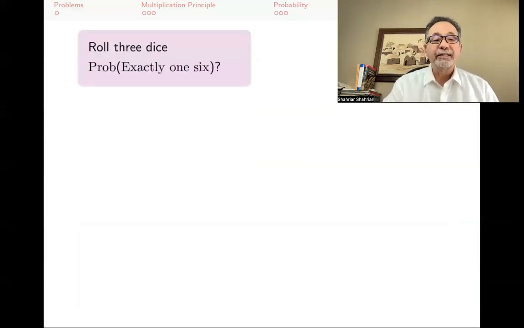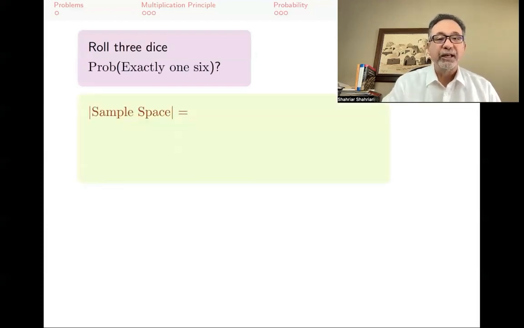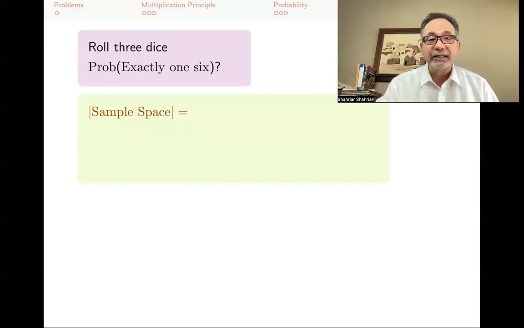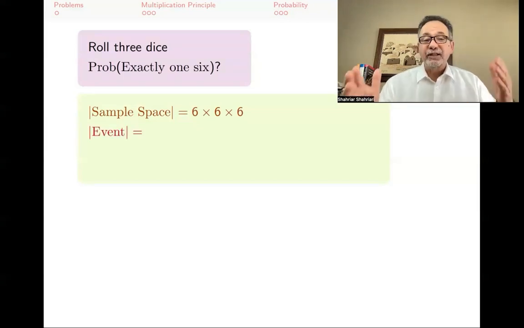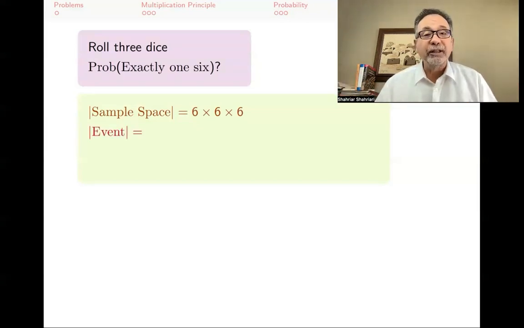So you roll 3 dice. What's the probability of getting exactly one 6? It's 2 counting problems packaged into one. First, you say, what are all the possibilities? What's the sample space? The answer is use the multiplication principle. 6 choices for the first die, 6 choices for the second die, and 6 choices for the third one. 6 times 6 times 6 is the size of the sample space, the total number of possibilities, what goes in the denominator. What's the size of the event?